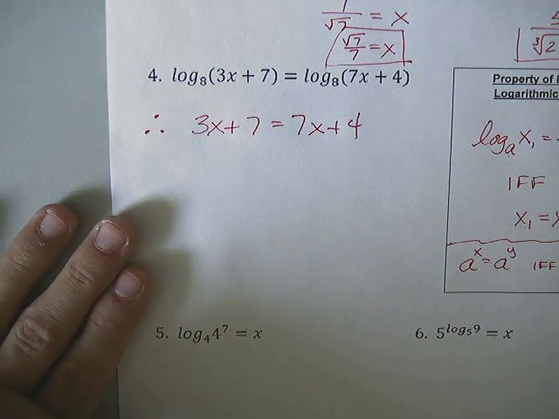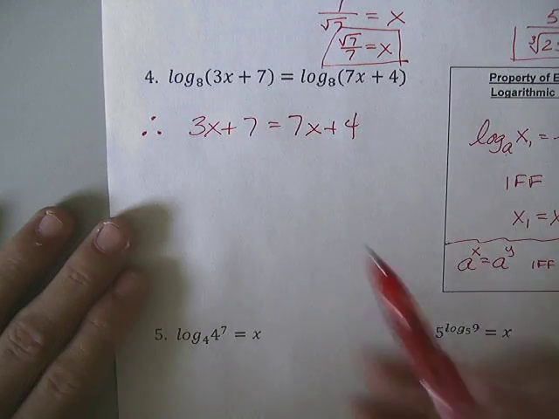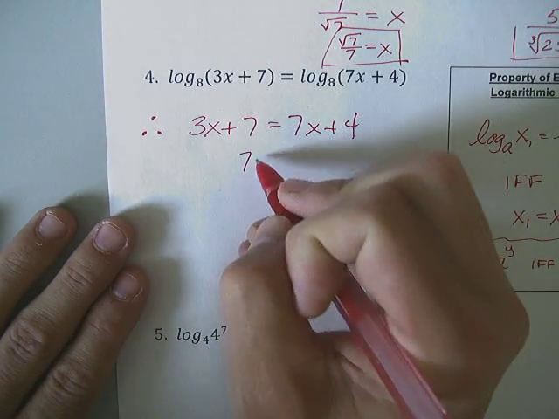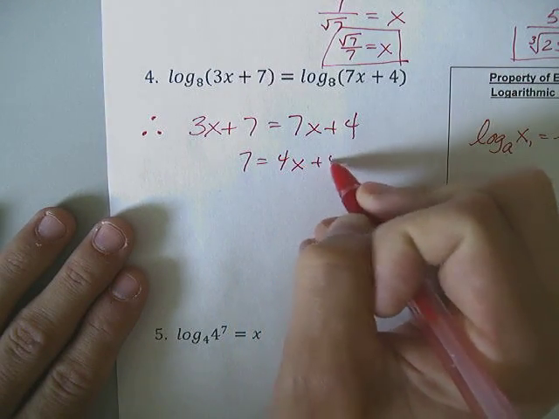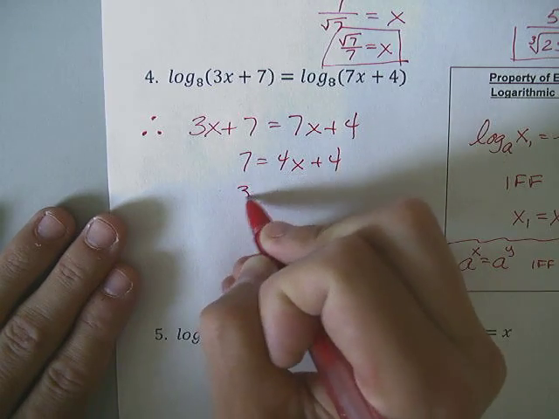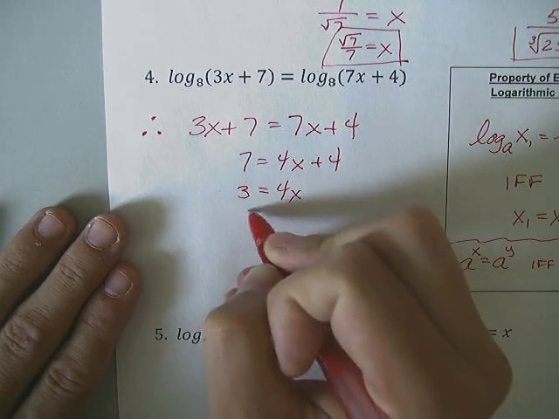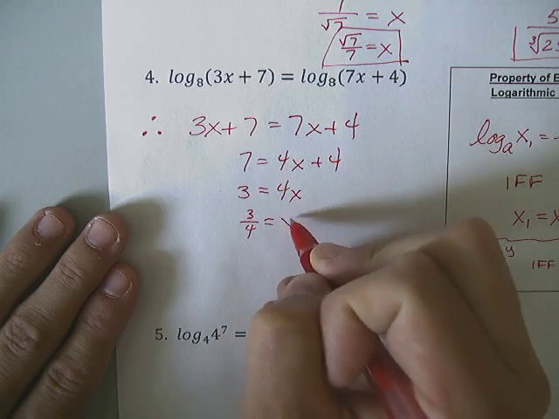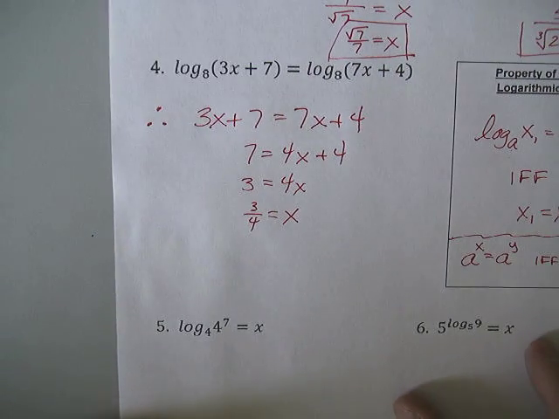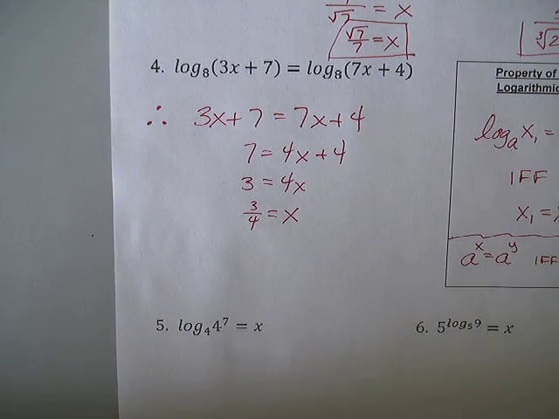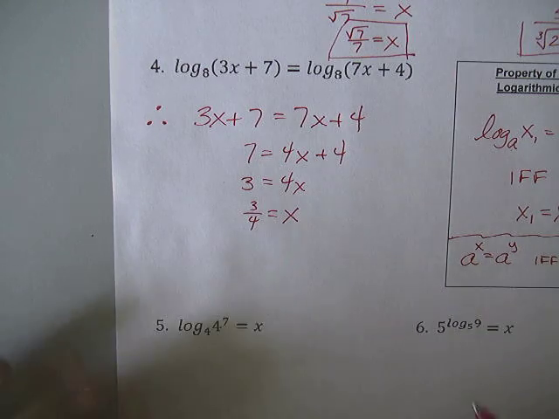I know the last time we did the little triangle right there. Feel free to do that, and then you can just solve. So if I subtracted 3x over, I subtracted the 4 over, so x equals 3/4. It's a really easy idea right there.